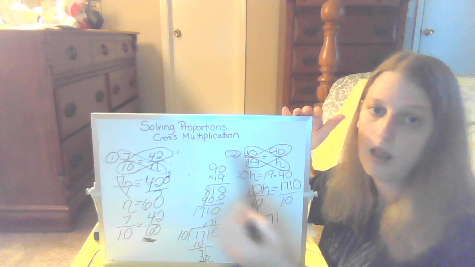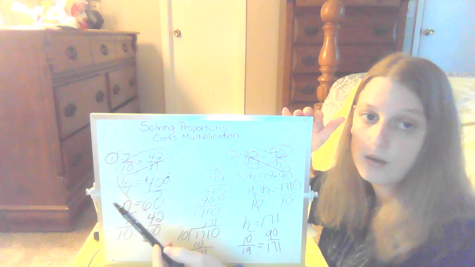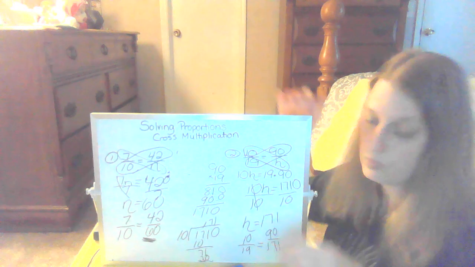Now, what happens when you have a missing variable on the left-hand side of the equation? It's the same process, but I'm going to show you 2 examples so we can see how we work them out as well. Just give me a second to erase all of this.